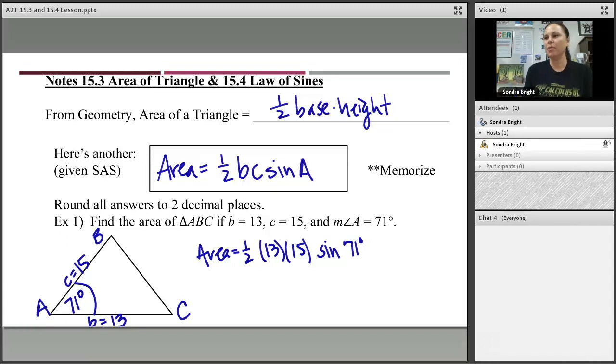You're going to put that whole thing in your calculator. We're going to round to two decimal places. So get out your calculators and put that in. And you go 1/2 times 13 times 15 times sine of 71 degrees, making sure that your calculator is in degree mode. And I got 92.188. If I'm going to two decimal places, then my answer will be 92.19.